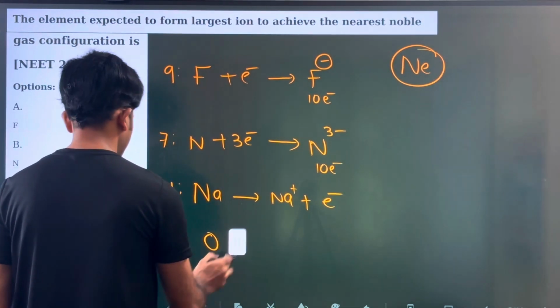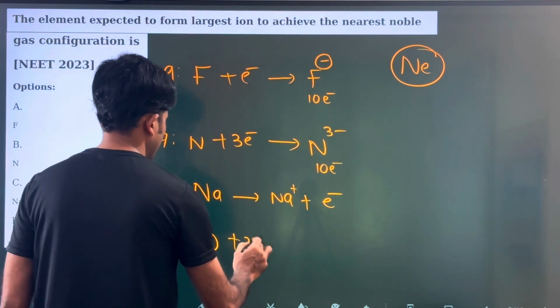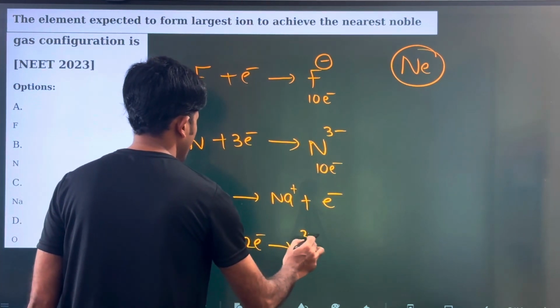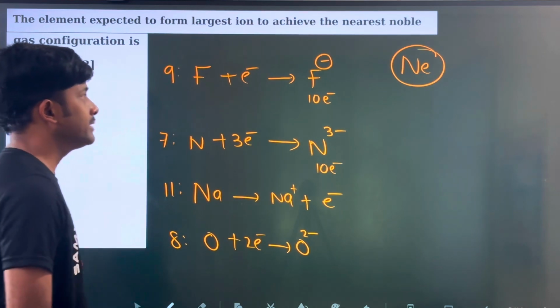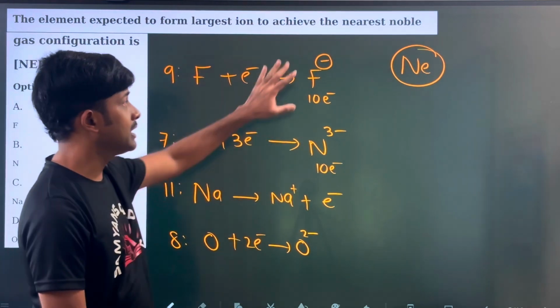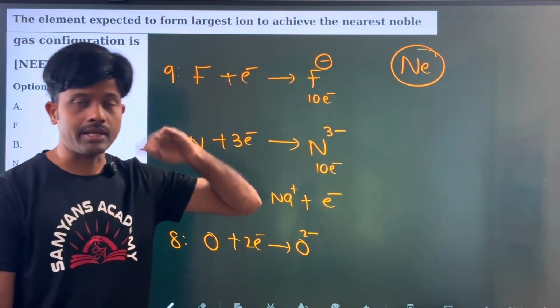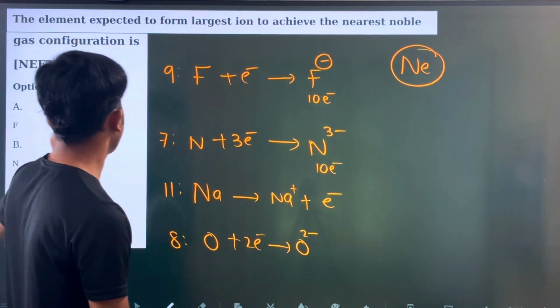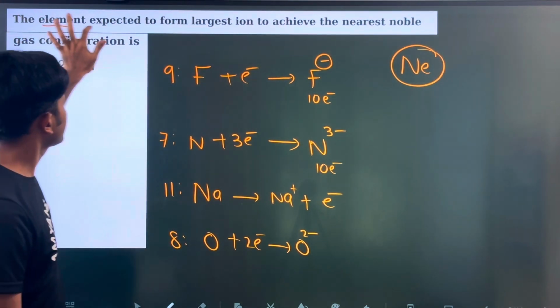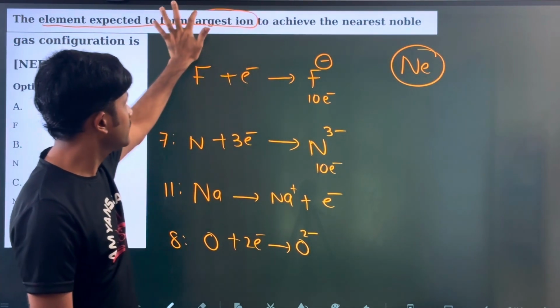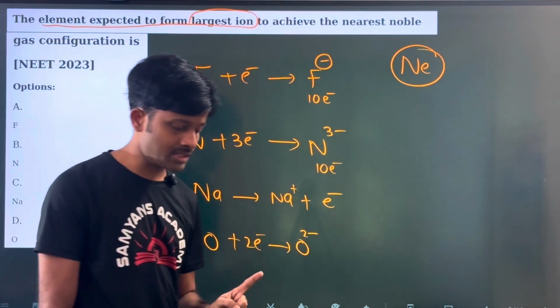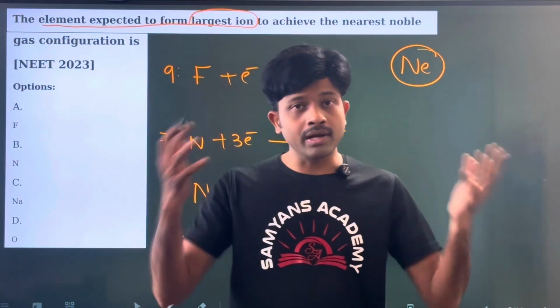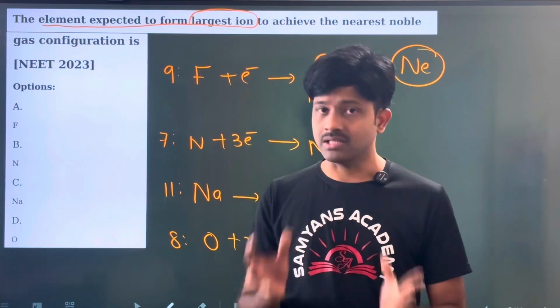It has to gain how many electrons? 2 electrons. After gaining 2 electrons, it will become 2 minus. Now you see all these ions have the nearest noble gas configuration, neon. But in the question they have asked for the element expected to form the largest ion. Which one will form the largest ion? Which one will gain more electrons, and that one will form the largest ion.